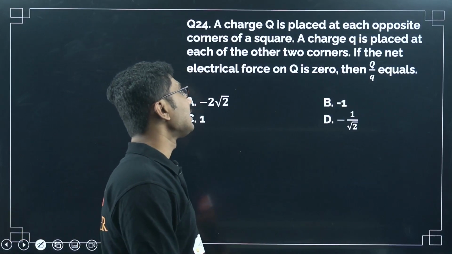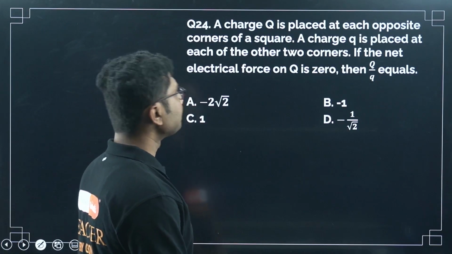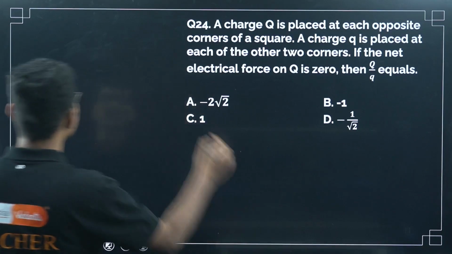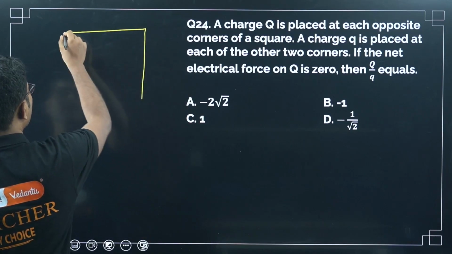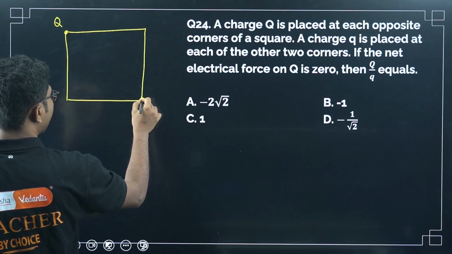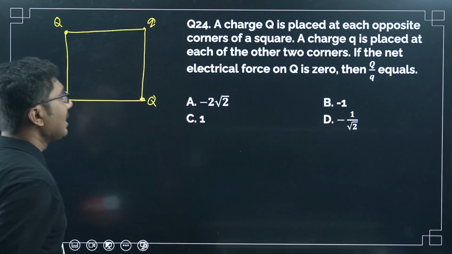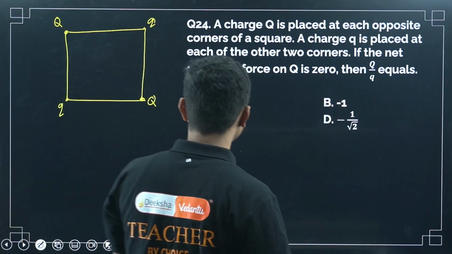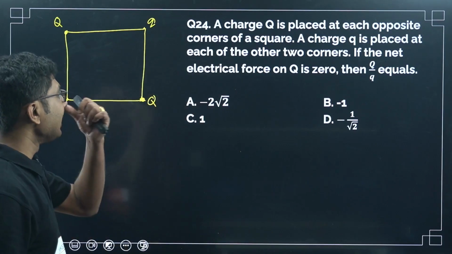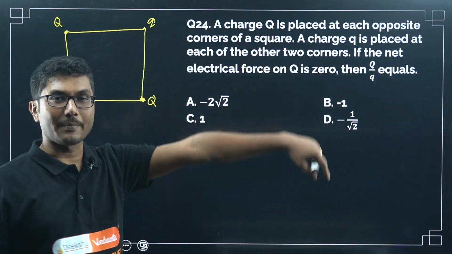A charge capital Q is placed at each of the opposite corners of a square. A charge small q is placed at each of the other two corners. So basically there is a square, and you have placed capital Q on these two corners, suppose, and small q on these two corners. Now if the net electrical force on this capital Q is 0, then what is the ratio of capital Q by small q? Or what is the value of capital Q by small q?